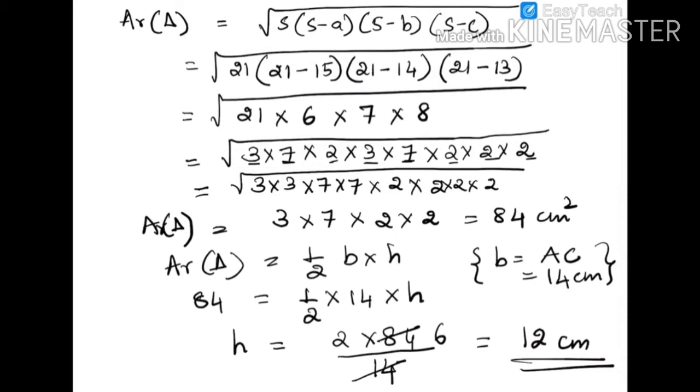Notice that we have used two formulas. One to find the area of triangle using Heron's formula, and the other again area of triangle but a different formula to find out the height of the triangle.